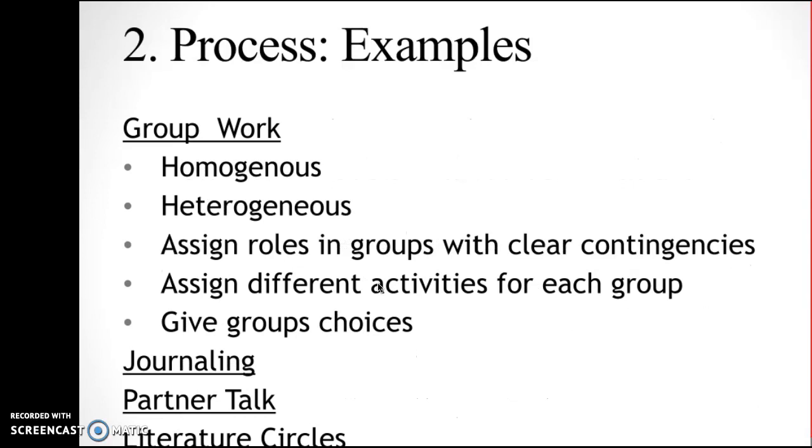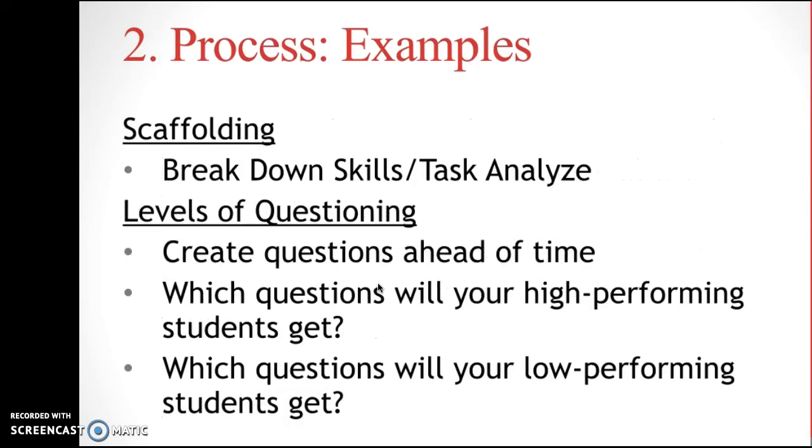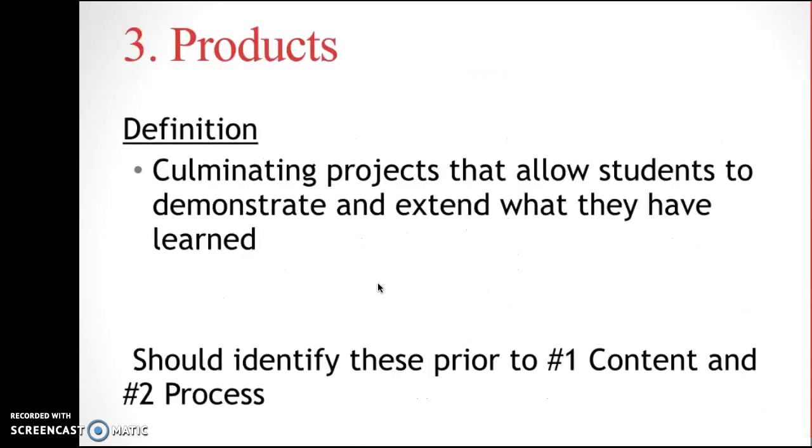Group work is another way that you can add in differentiation. Journaling is another way. Partner talk is another way. Literature circles, that's another way too. So do you see how all of these examples of differentiation are getting at different types of learners or different comfort levels of learners? All right, and then the last thing you need to differentiate is the product of your lesson. So if you have a very high quality objective, that tells you what your assessment or your product will be. So whatever your assessment is, you need to make sure that you're allowing for some differentiation.